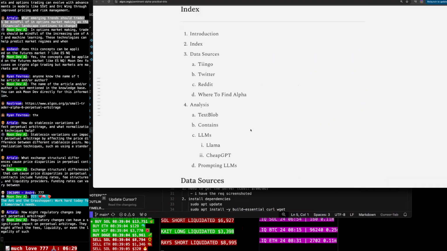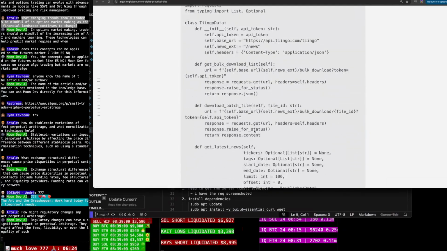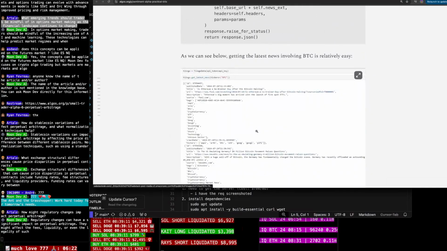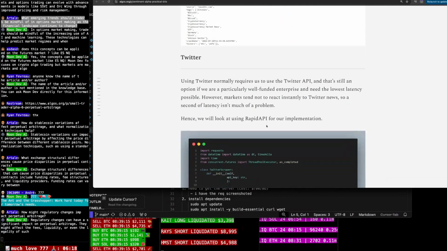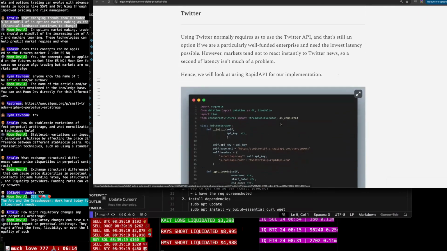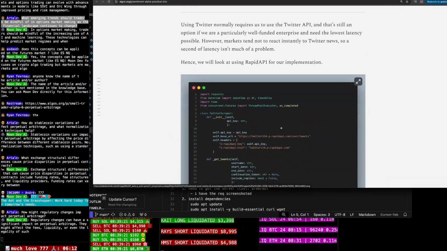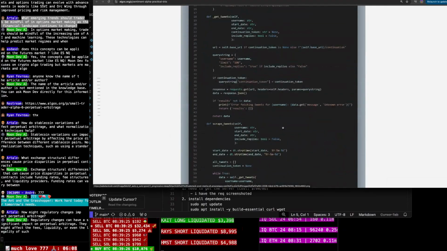Twitter, Reddit. I'm going to start doing this with his articles because using Twitter normally requires the Twitter API, and there's still an option if we're particularly well-funded enterprise. However, markets tend not to react instantly to Twitter news, so a second of latency isn't much of a problem.